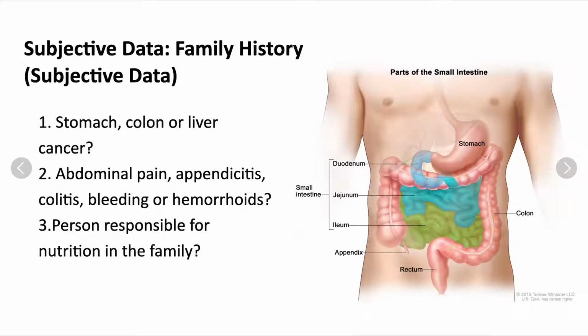cancer. Okay, so for a male, cancer of the prostate is called prostatic CA or cancer. For female, the ovaries, it's within the abdominal area, diba? The ovaries of the patient having cancer in that area could be called ovarian cancer, and cancer of the uterus is called uterine cancer. So you could ask for those data. Okay, so also ask for abdominal pain. Were there any appendicitis, colitis, bleeding, or hemorrhoid?